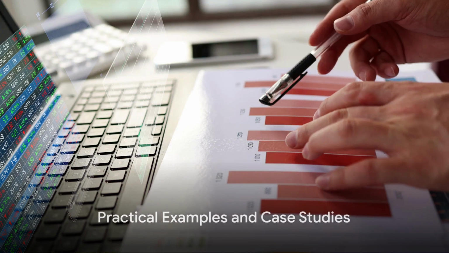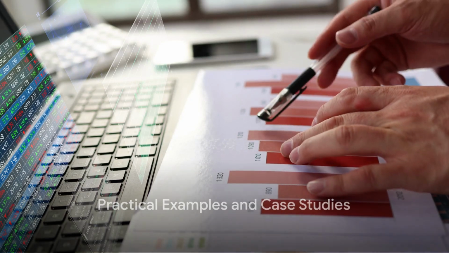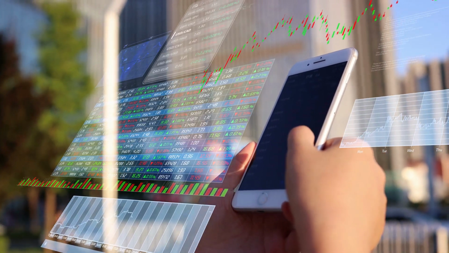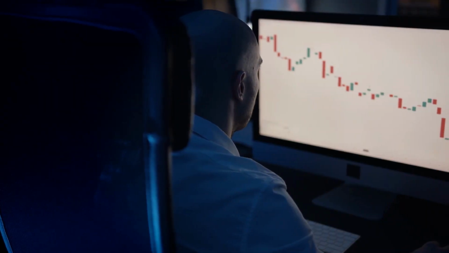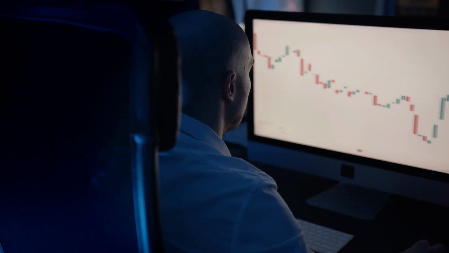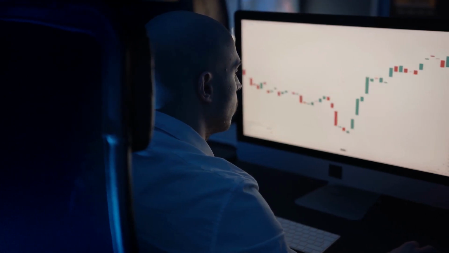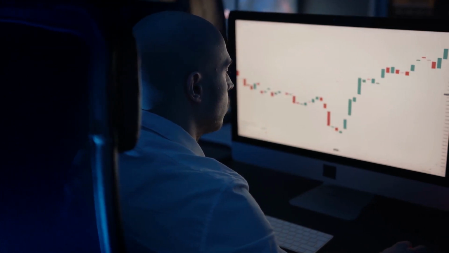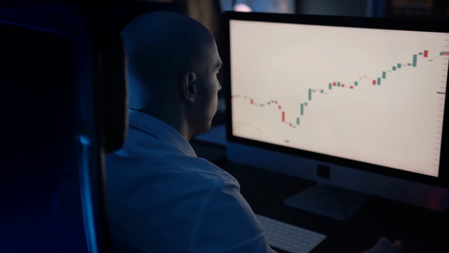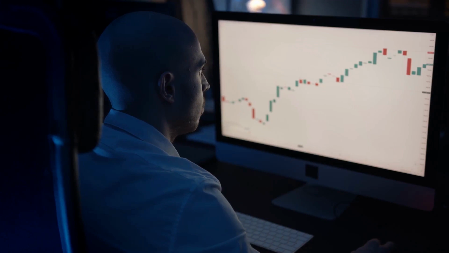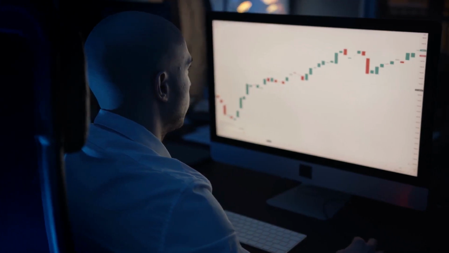Let's put these indicators to the test with some real-world examples. Picture this. We're in the middle of a bull market, and the share price of a certain tech company has been steadily climbing. A trader who's been following the stock notices that the Relative Strength Index, or RSI, has crossed above 70. This suggests that the stock is overbought and could be due for a correction. Acting on this signal, the trader sells his shares, avoiding the subsequent dip in the price.